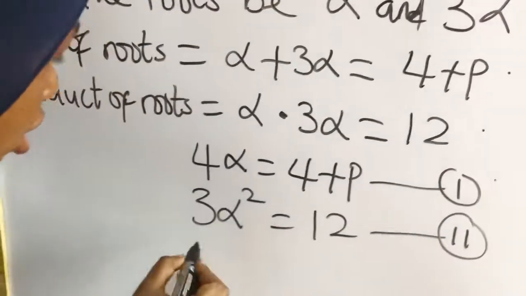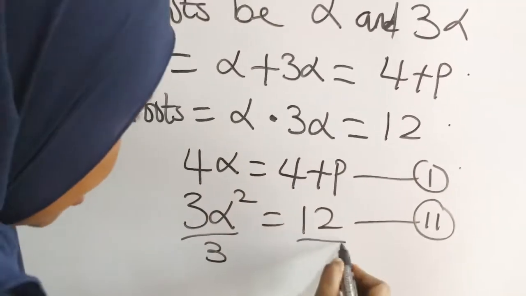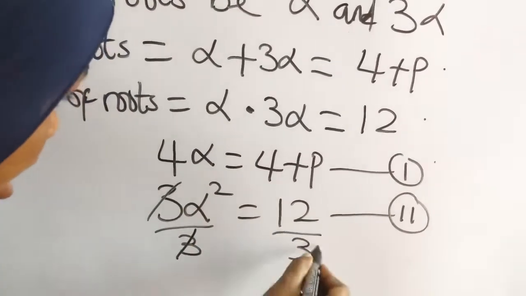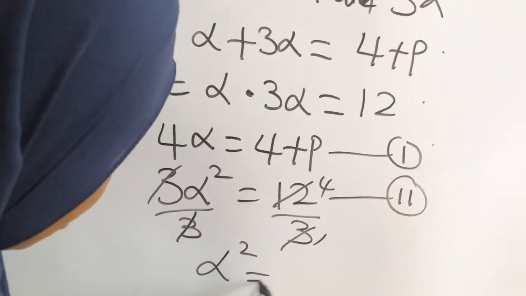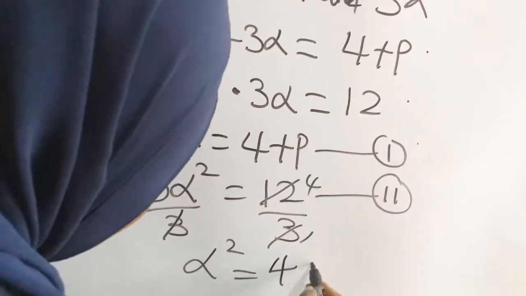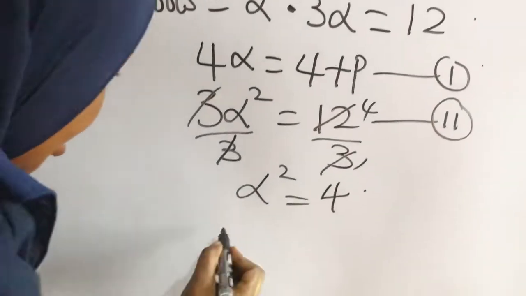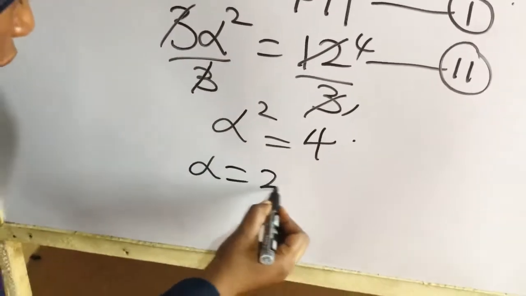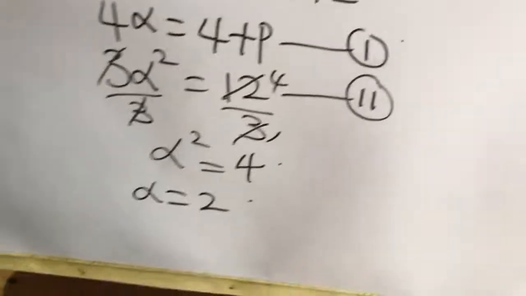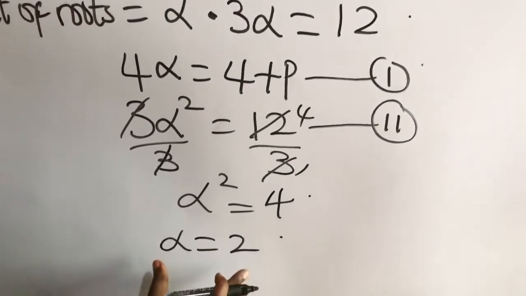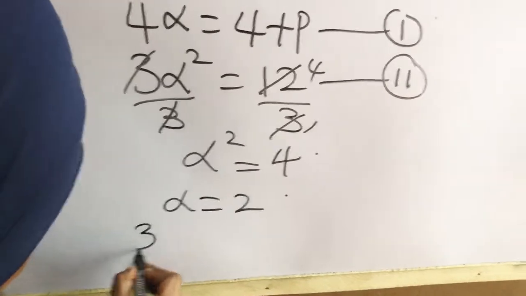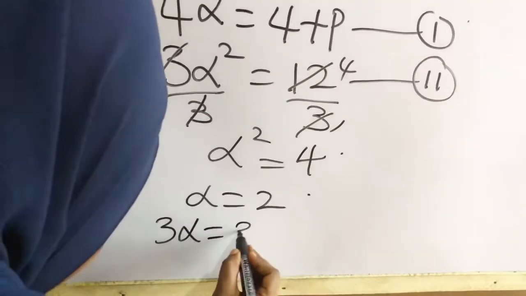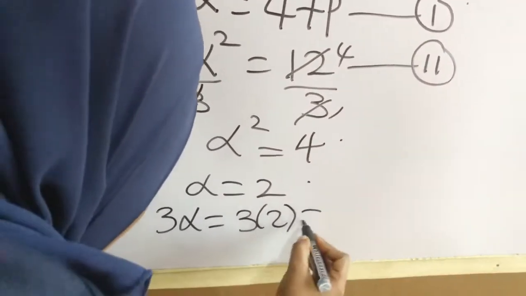From equation 2 we can divide both sides by 3. Here 1, here 1, here 4. So alpha squared is equal to 4. Take the square root of both sides. Alpha is equal to 2. Having known that, the first root is equal to 2. So 3 alpha will now be equal to 3 multiplied by 2, which is 6.